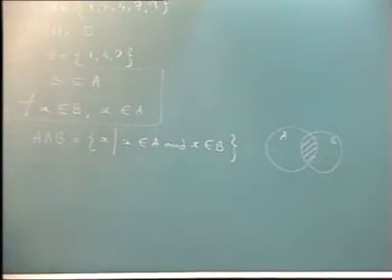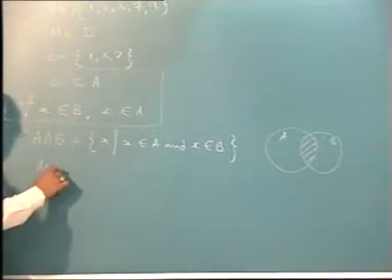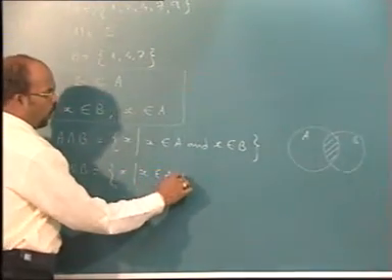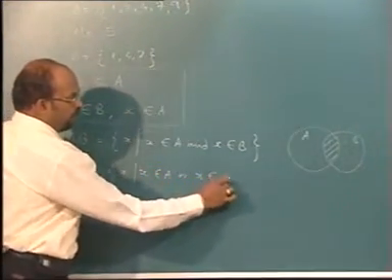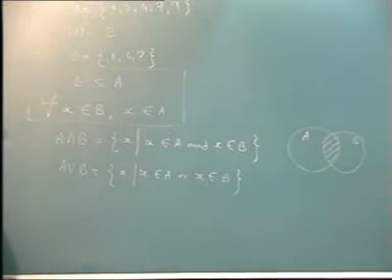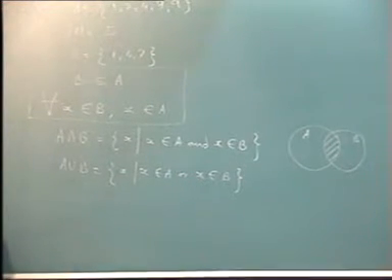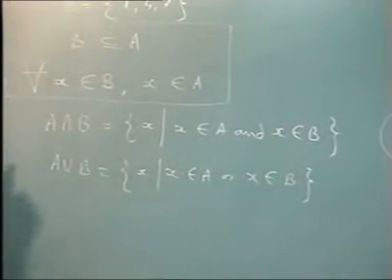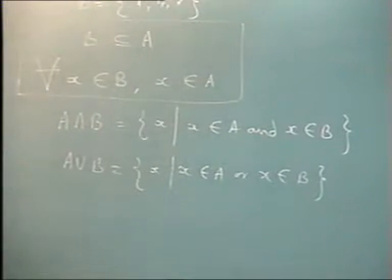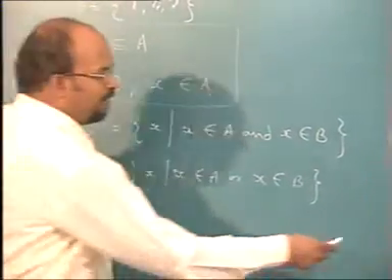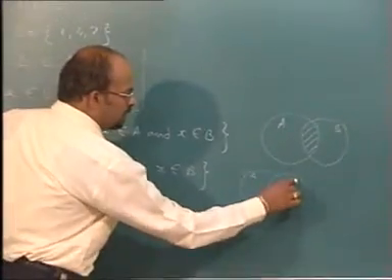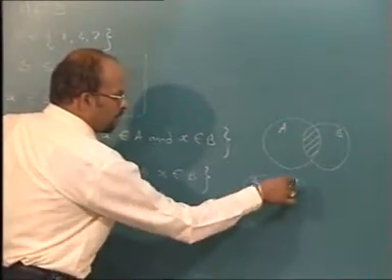A intersection B. A union B will be X such that X belongs to A or X belongs to B. And this OR is not XOR. It means that X can belong to A, it can belong to B, or it can belong to both. So ultimately the Venn diagram for it will go like this: set A, set B, the entire area.